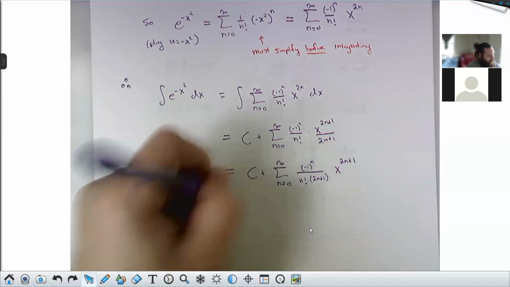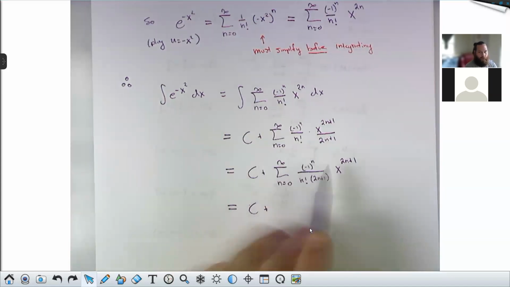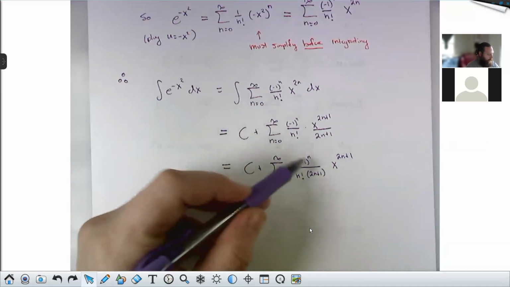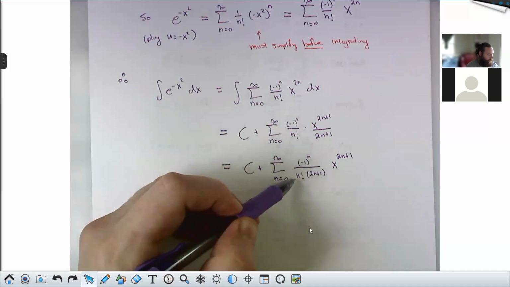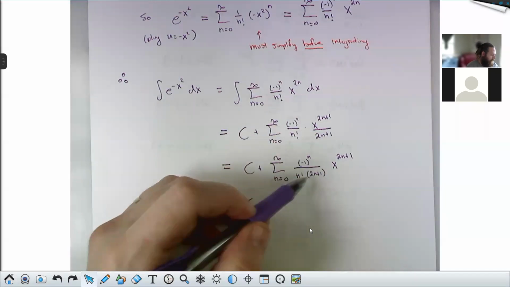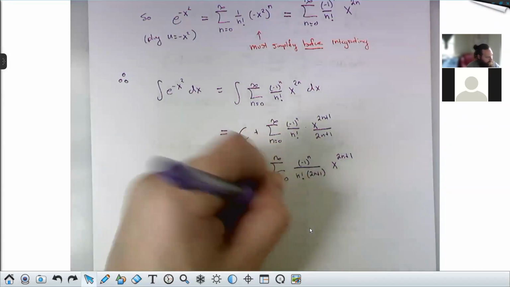So if we wanted this in the expanded form, we just need to take this series and write out the first few terms. When n is 0, we get negative 1 to the 0 over 0 factorial. Those are both 1, times 2 times 0 plus 1. That's also 1, times x to the 2 times 0 plus 1. So the first term of that series is x.